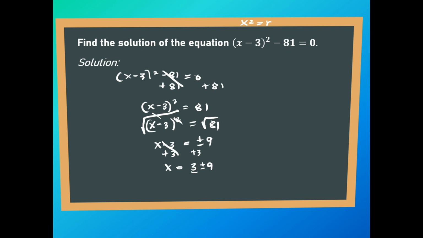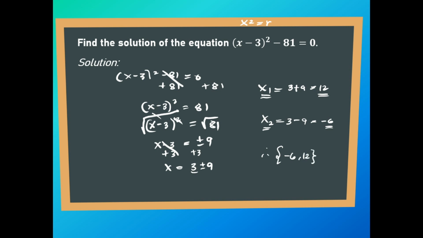before this symbol. So, ibig sabihin, meron tayong x sub 1, tapos meron tayong x sub 2. So, ano yung x sub 1? Gagamitin natin yung plus. So, that is 3 plus 9 is equal to 12. So, ibig sabihin, yung x sub 1 natin is 12. How about x sub 2? So, 3 minus 9 is negative 6. So, that is our x sub 2. So, therefore, our solution set is negative 6 and positive 12.